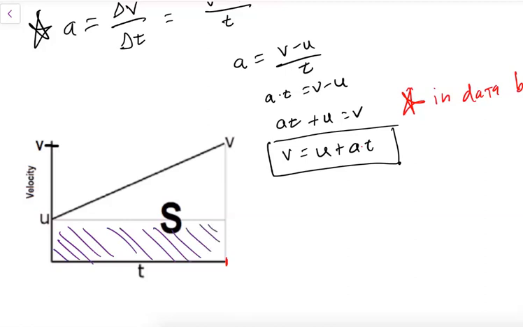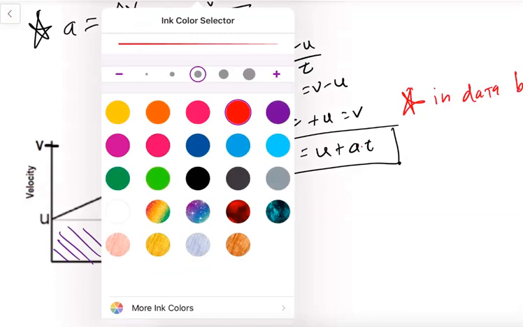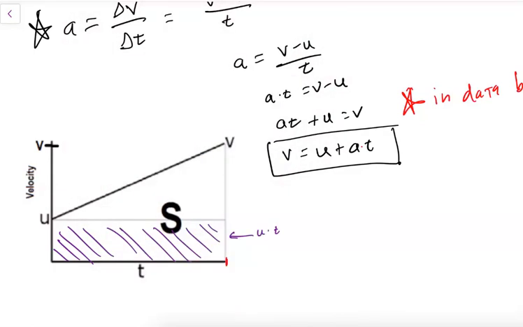And I'm going to define what that area is. That area is just u times t. So that right there is u times t. Let's go a different color, let's go orange. And I'm going to find this area. Well, what is that area? Well, it's a triangle, so I know there's a 1/2.